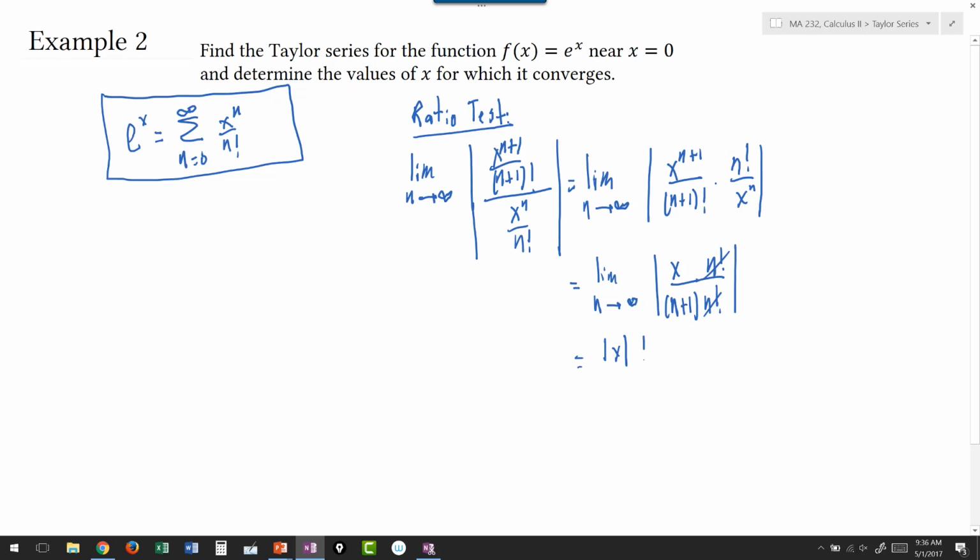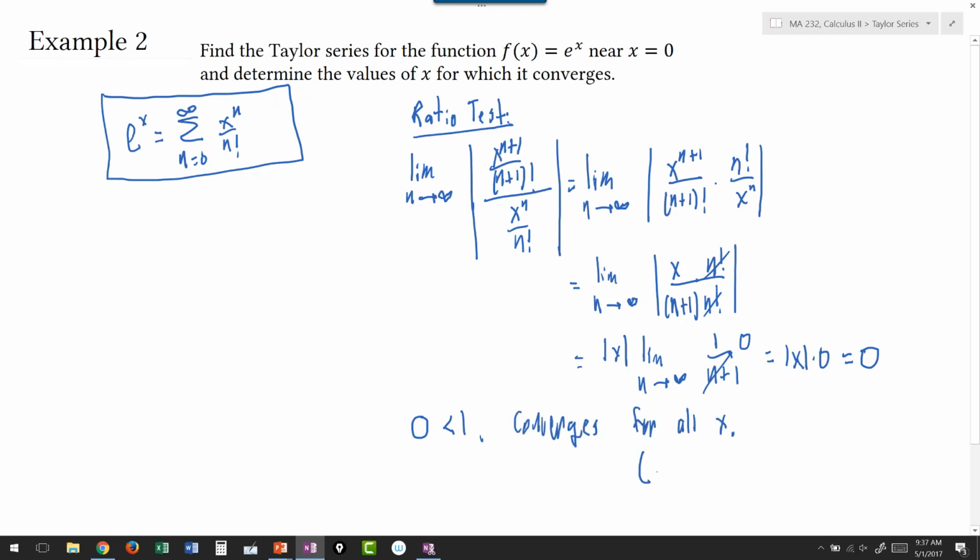On top, I just have an absolute value of x, which I can pull out, leaving me with a limit of 1 over n plus 1. As n goes to infinity, that goes to 0. So the whole limit goes to 0. Now the ratio test says that whenever my limit is less than 1, I get convergence. Well, 0 is less than 1, and we had that for all values of x. So we have convergence for all x. We can write that as our infinite interval of convergence, minus infinity to infinity.